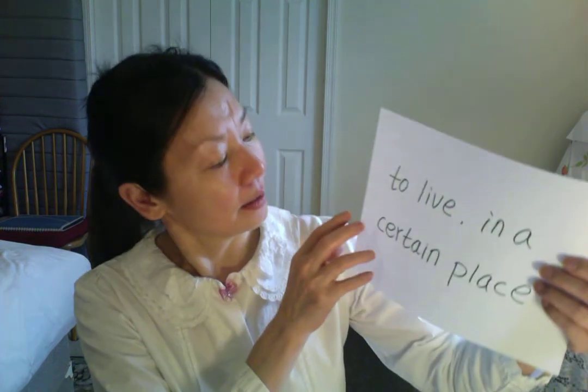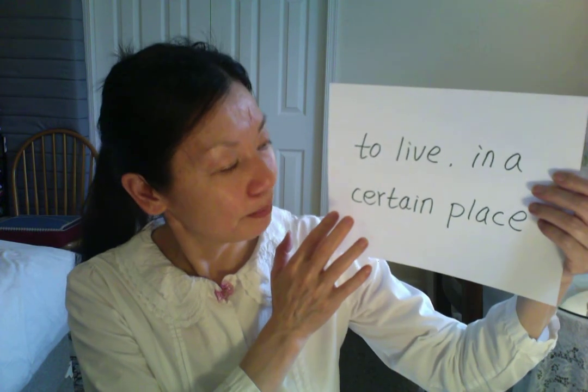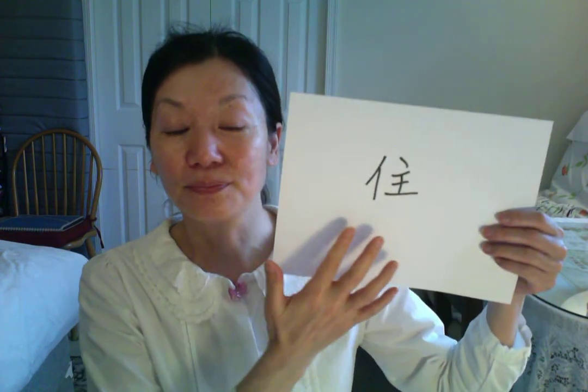See next one. To live in a certain place. Okay, to live. To live in Chinese, we say what? 住. One more time. 住. To live.